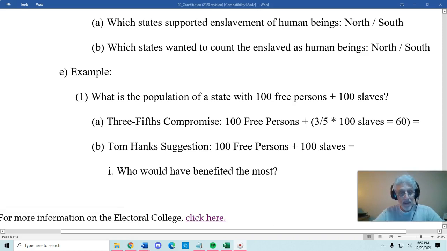Also, if you see down there at the bottom of this page, if you're interested in the Electoral College, there's a great interview with a professor who talks about it in more detail. If you just click on the link below, you can study more about it. But this is going to conclude our discussion of the Constitution.